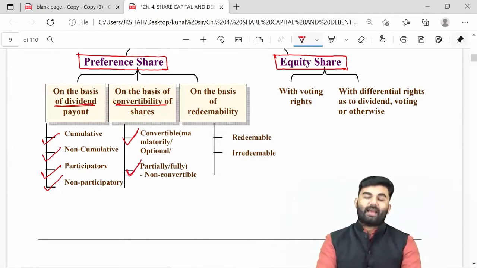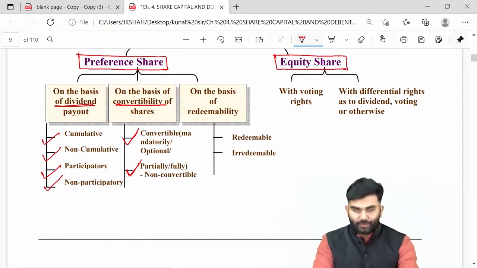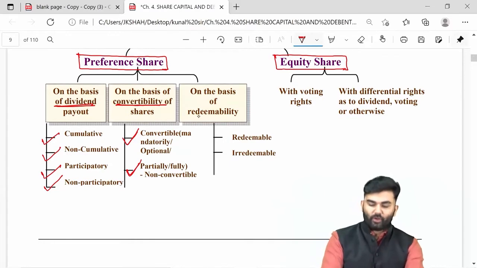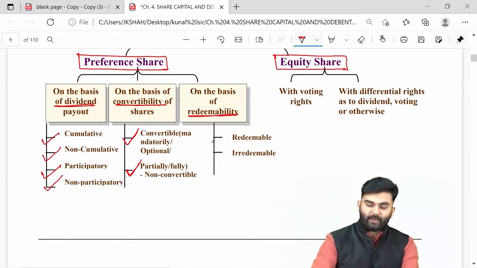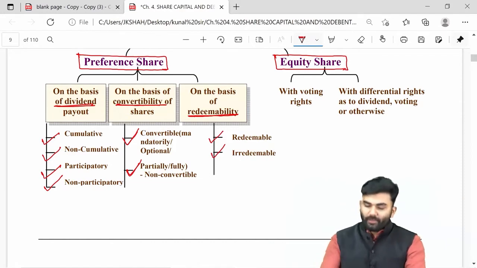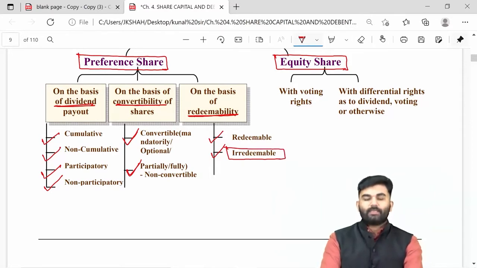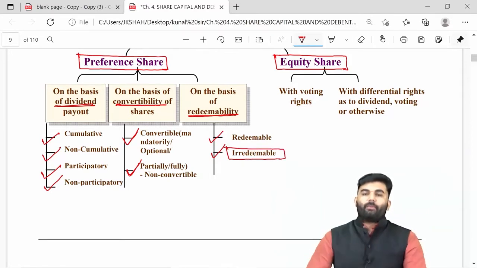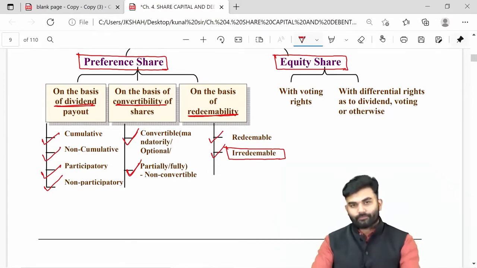Such conversions can either be mandatory or optional in nature. A preference share can also be classified on the basis of redeemability, wherein it can either be a redeemable preference share or an irredeemable preference share. However, the concept of irredeemable preference share has been completely scrapped.